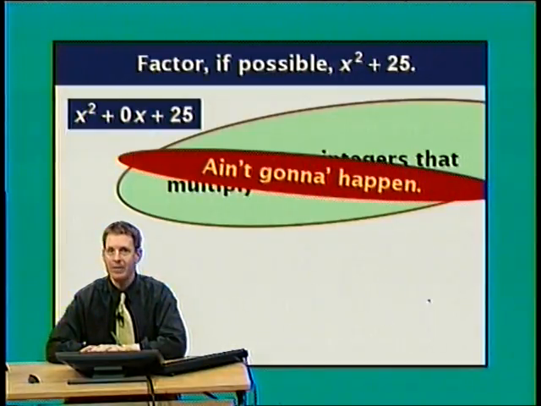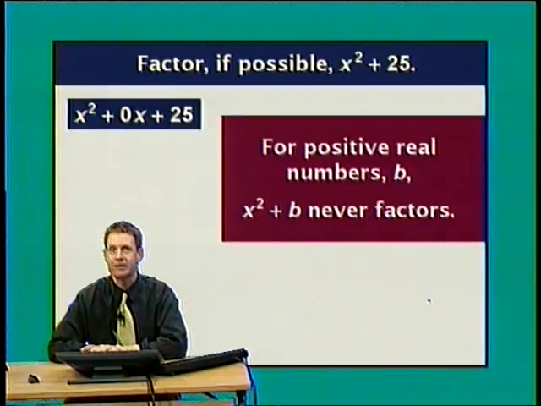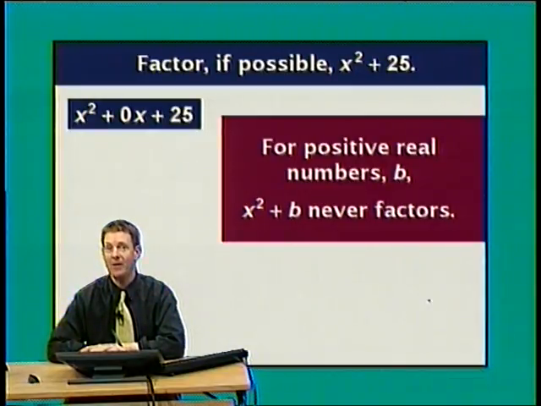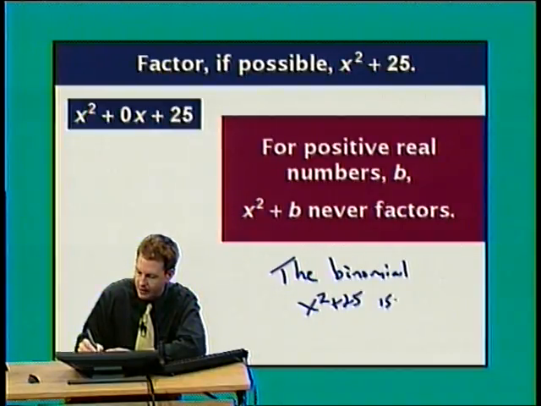It just ain't going to happen that you're going to add two positive numbers or two negative numbers and get 0. In fact, for positive real numbers b, x squared plus b never factors. You can bet on it. You don't even have to explore. X squared plus b never factors. Now, in a much later class, you're going to learn about some very funky different kinds of numbers, and you will learn that if you work with these very different kinds of numbers, you actually can factor x squared plus b, but in almost all contexts, mathematicians agree that x squared plus b doesn't factor. So our conclusion here is that the binomial x squared plus 25 is prime.